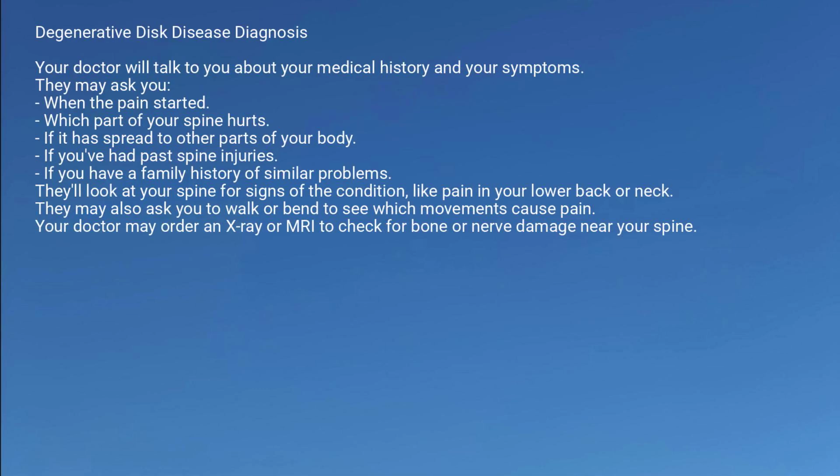Degenerative disc disease diagnosis. Your doctor will talk to you about your medical history and your symptoms. They may ask you when the pain started, which part of your spine hurts, if it has spread to other parts of your body, if you've had past spine injuries, if you have a family history of similar problems. They'll look at your spine for signs of the condition, like pain in your lower back or neck. They may also ask you to walk or bend to see which movements cause pain. Your doctor may order an X-ray or MRI to check for bone or nerve damage near your spine.